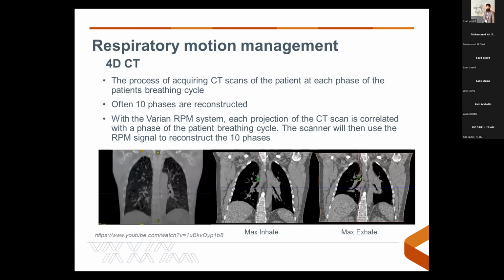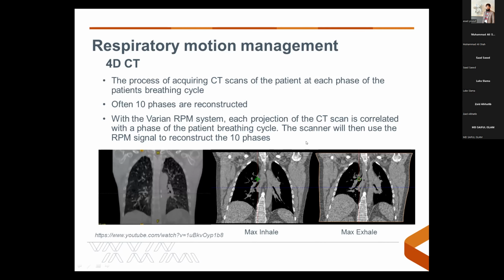So 4D CT is a process of acquiring CT scans of the patient at each phase of the patient's breathing cycle. Often you reconstruct 10 phases. For the Varian system, which we have, the RPM system, each projection of the CT scan is correlated with a phase of the patient's breathing cycle. The scanner will then use this RPM signal to assign each projection image to a different bin, and then reconstruct 10 phases based on those images.